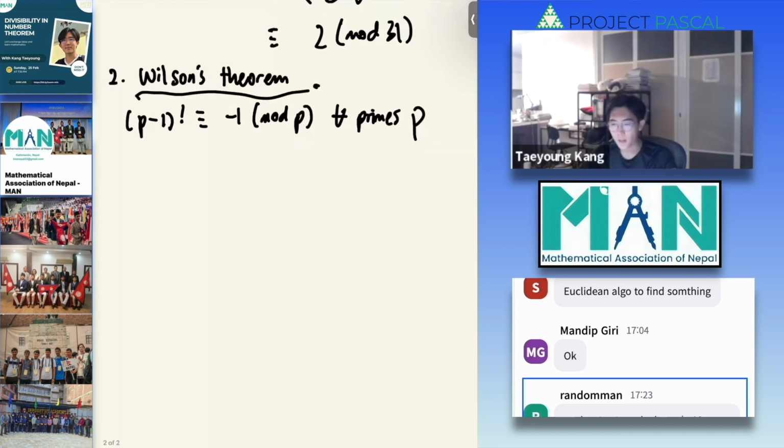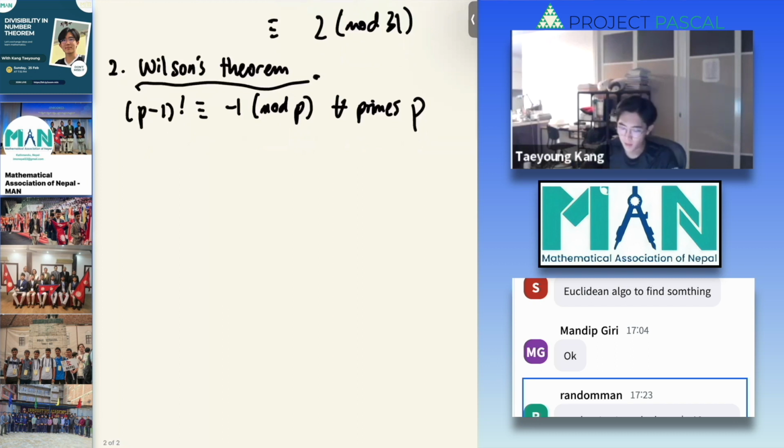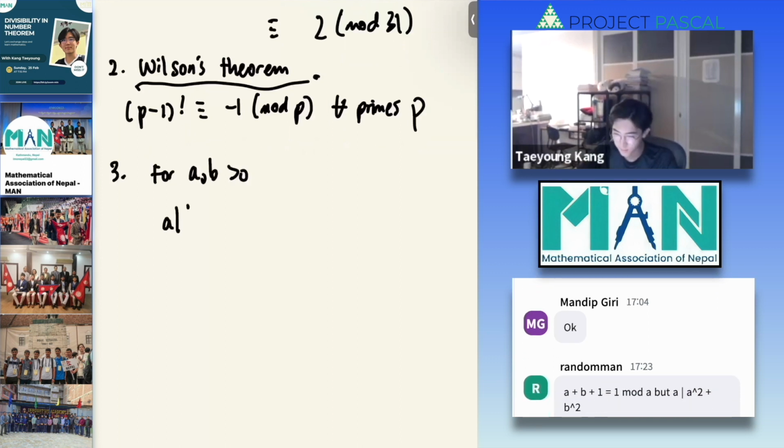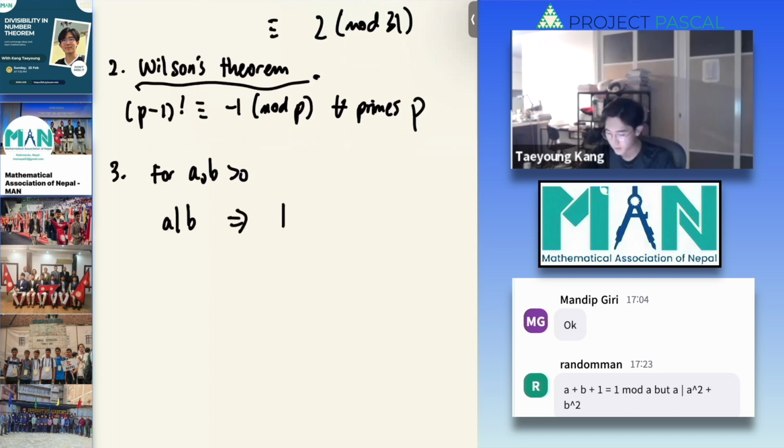Apart from the two main theorems, we have this fact: for a, b larger than 0, a divides b implies that b is larger than or equal to a. This may seem like a very trivial or obvious fact, but it is actually a very useful tool when it comes to questions because it gives you a sense of the size of the number. I think a lot of people were discussing question 1 of the problem set, and actually question 1 uses idea number 3.